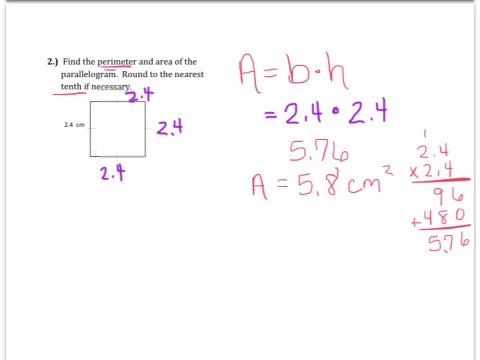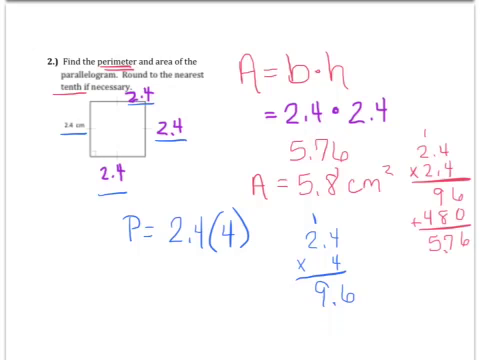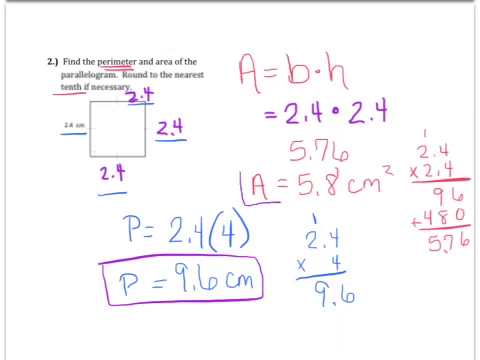Well, we also have to find the perimeter, so it's important we read the directions carefully. So the perimeter, we're just going to add up all 4 sides, or same thing would be just to multiply 2.4 times 4, since there's 4 sides. So let me go ahead and do that. Okay, multiplying 2.4 times 4 gives us 9.6 centimeters would be the perimeter. Okay, so we have 9.6 for perimeter, 5.8 for area.